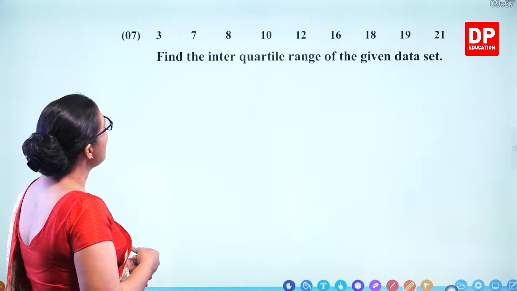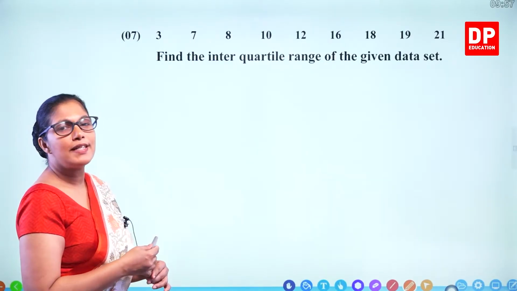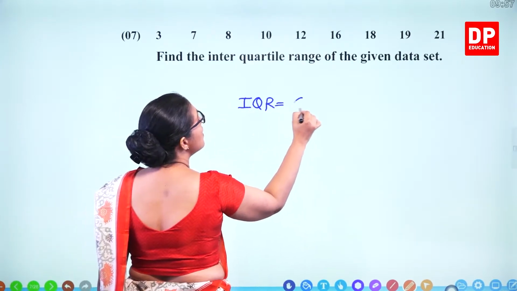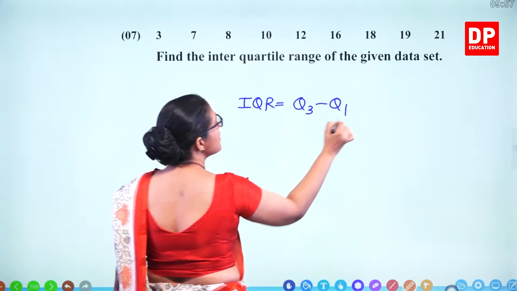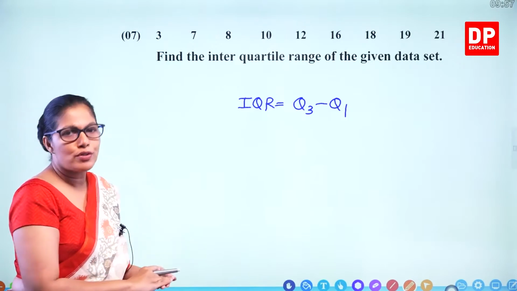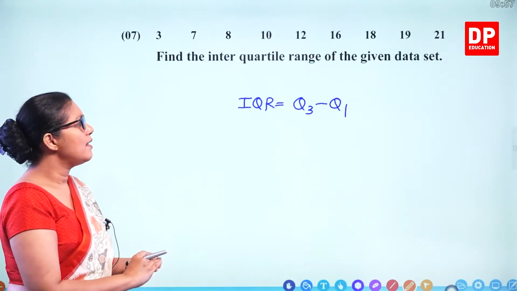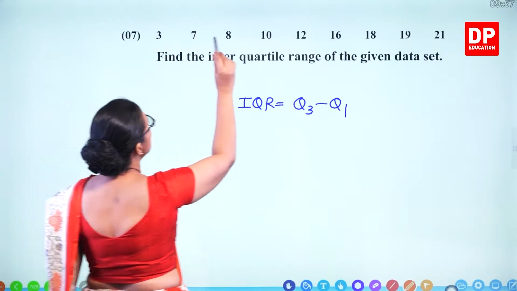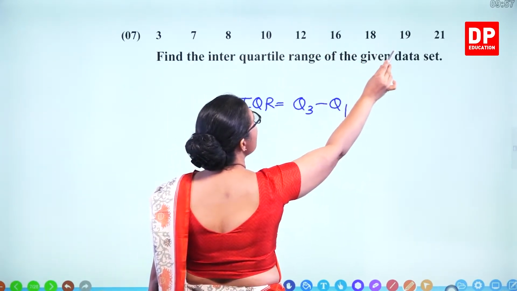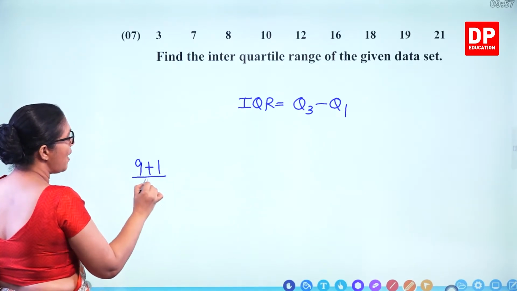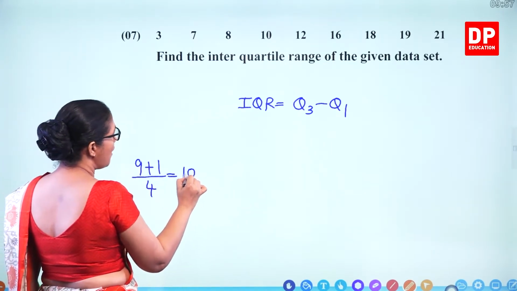Question number 7. Find the interquartile range of the given data set. What is the interquartile range? IQR is the third quartile minus the first quartile. When you arrange the data set in order, 3/4 we call the third quartile, 1/4 of the data is the first quartile. 1, 2, 3, 4, 5, 6, 7, 8, 9. So what you do? You add 1 and divide by 4.